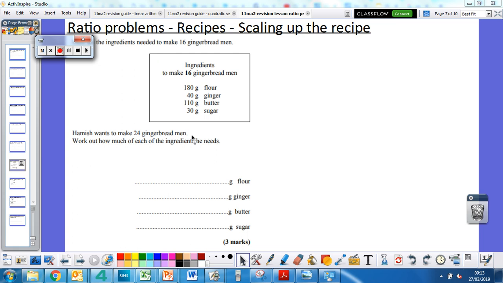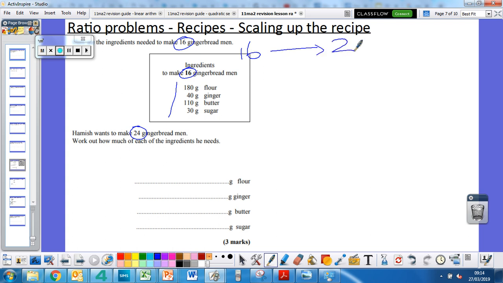So if you look carefully, this recipe is for 16 gingerbread men. 16 there, 16 there. These are the ingredients that you need to make 16 gingerbread men. The question refers to Hamish wanting to make 24. So what you're trying to do here is take the 16 recipe and rewrite it as a recipe for 24.